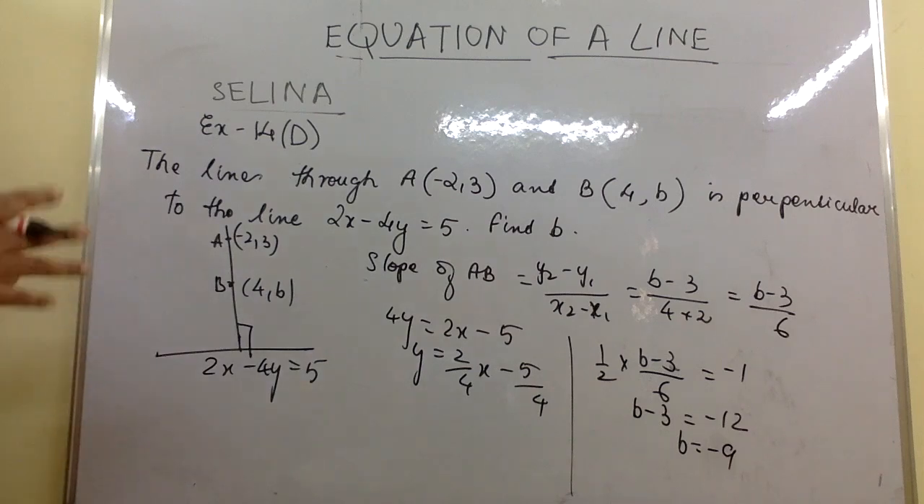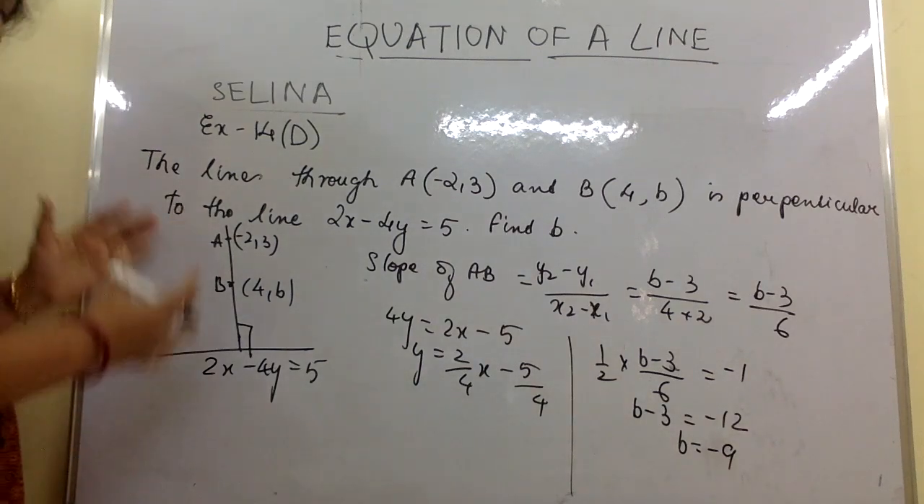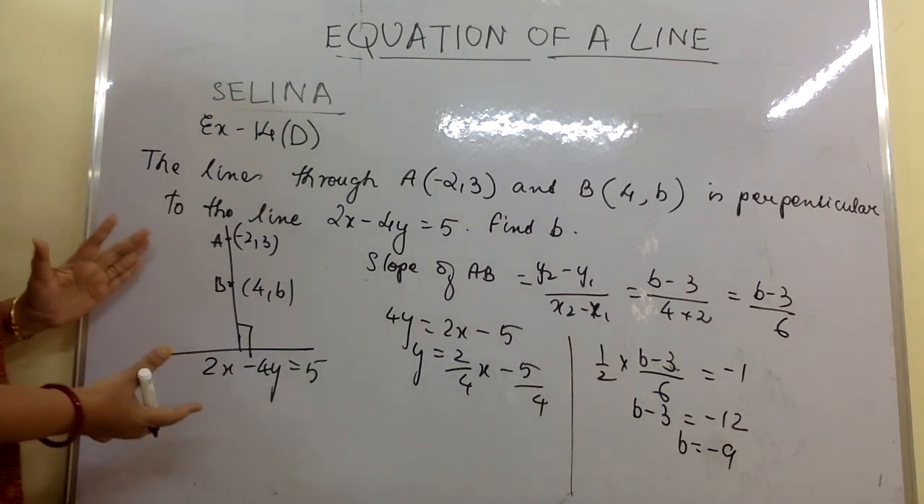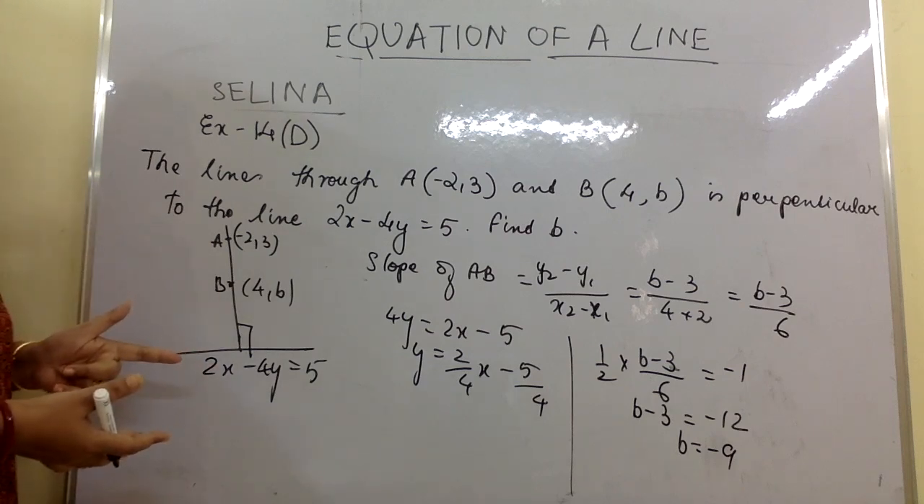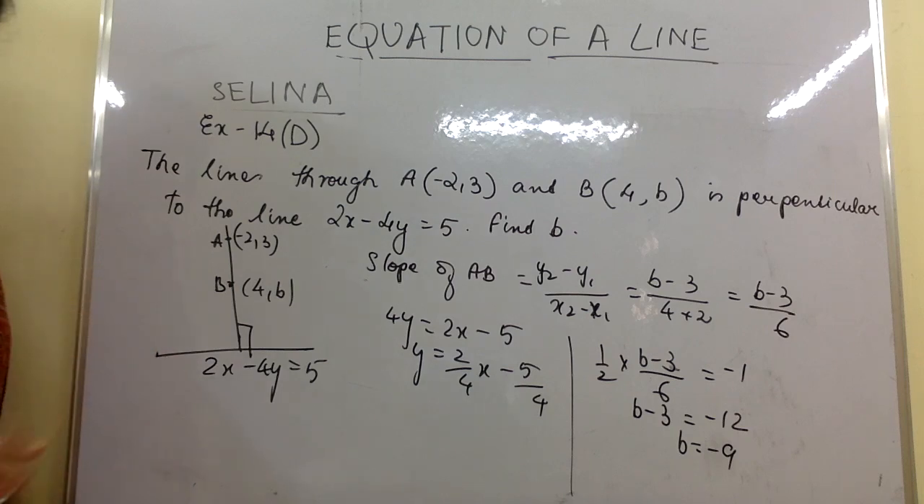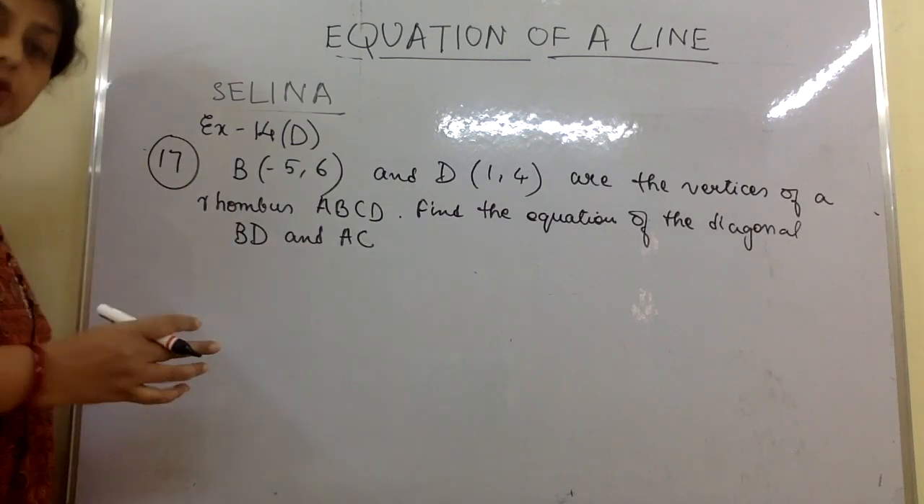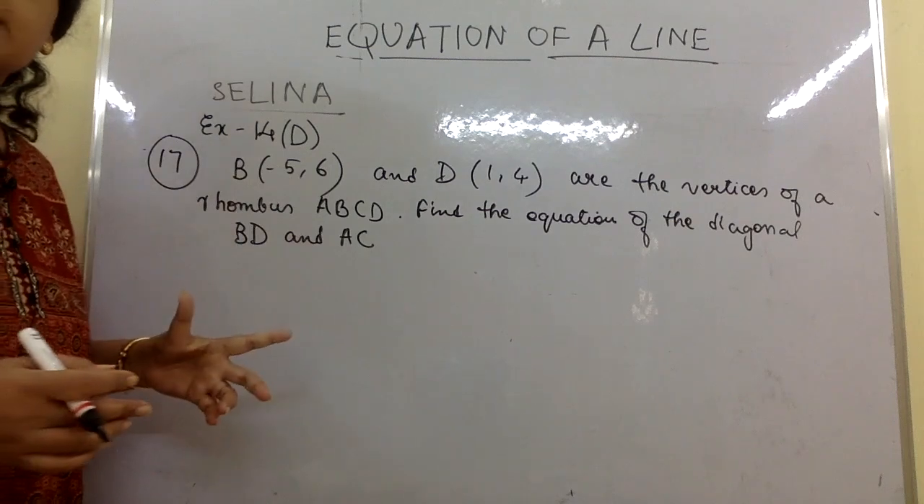So these sums are not difficult provided you can make a diagram of this kind with these sums. If you can make a diagram of this kind, none of the sums in the entire chapter is difficult. So here is our next question. This is the 17th question of this exercise.